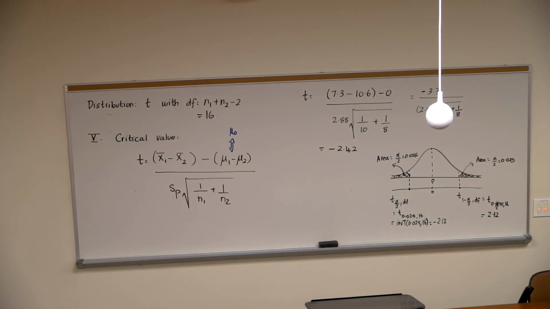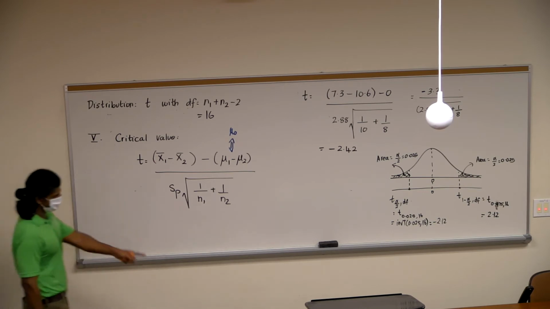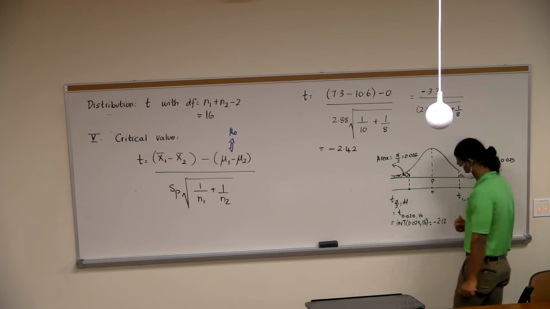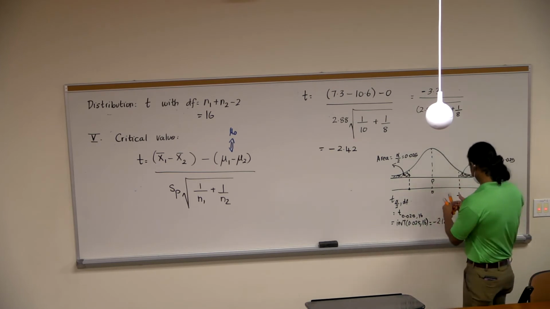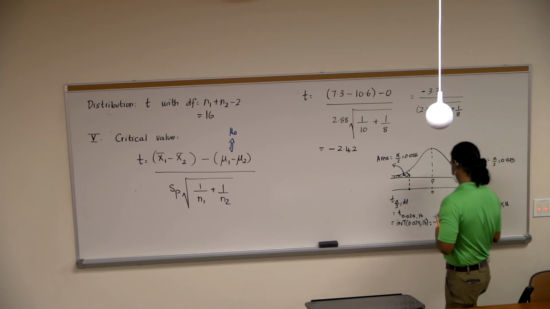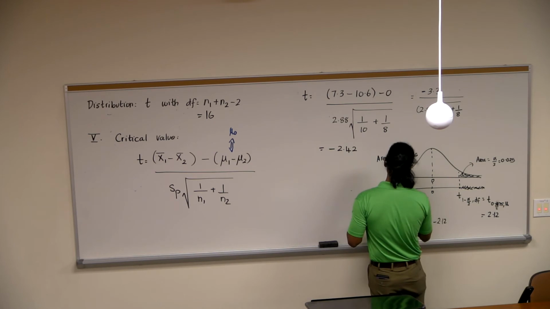So we have found the critical values. The one on the right side is 2.12. The one on the left side is negative 2.12. And the rejection region is right over here on the real number line.